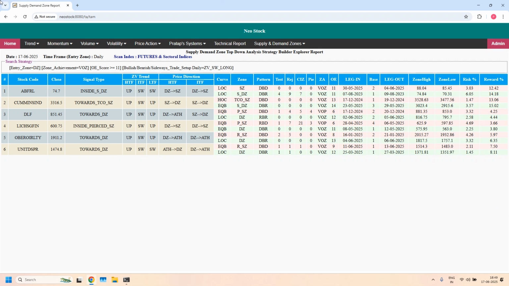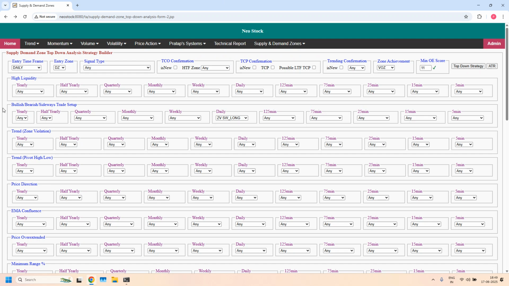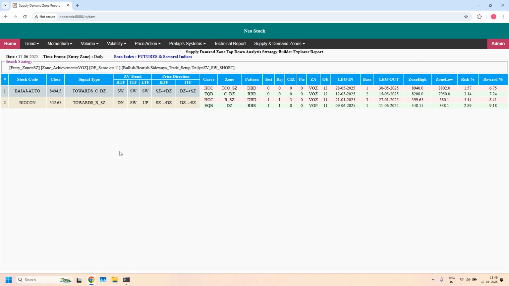Okay, next. Sideways short trade setup. Entry time frame daily supply zone. And here it is sideways short. Let's filter. We got 2 stocks. Sideways short trade setup for monthly income trade, and entry time frame zones are daily supply zones.